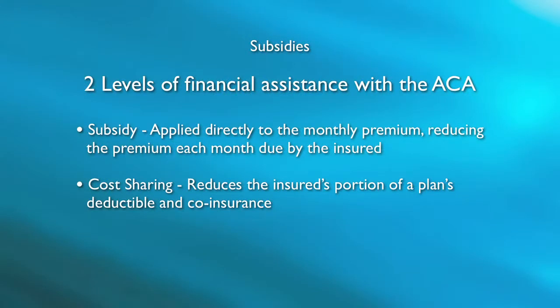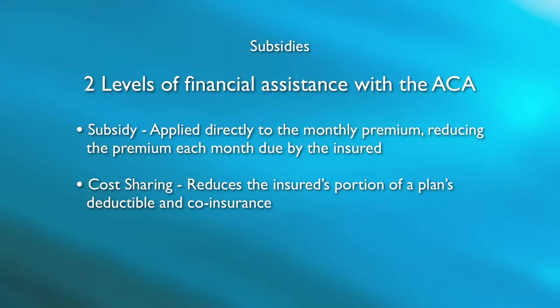There are two levels of financial assistance with the Affordable Care Act. They are subsidy and cost sharing. In addition to the premium tax credit, commonly referred to as a subsidy, one may also qualify for cost sharing. The subsidy can be applied directly to the monthly premium, reducing the premium due each month by the insured. Cost sharing reduces the insured's portion of a plan's deductible and co-insurance.